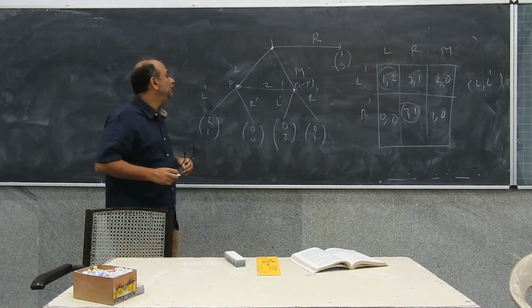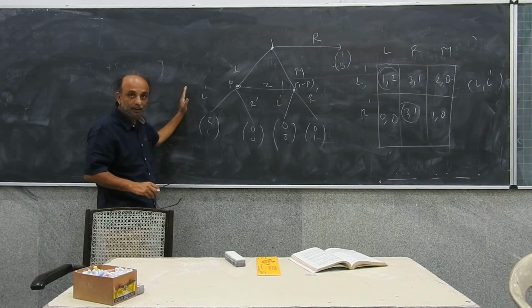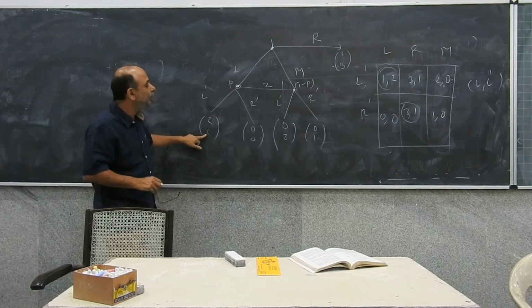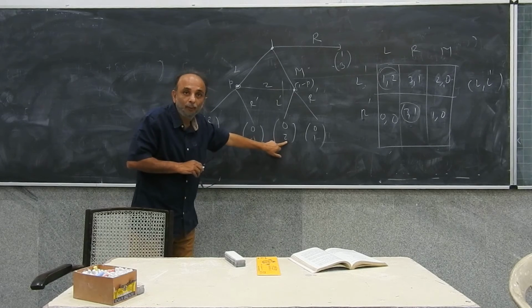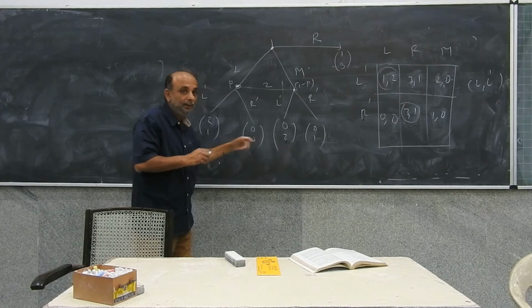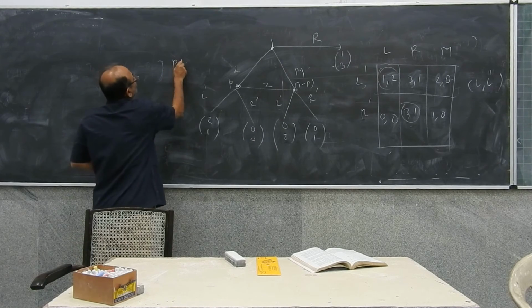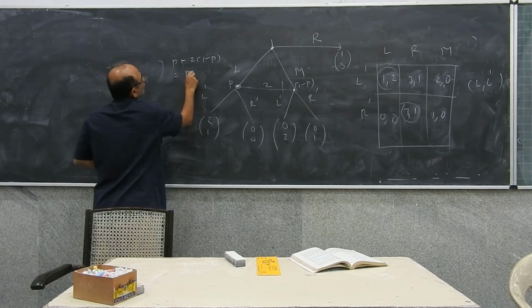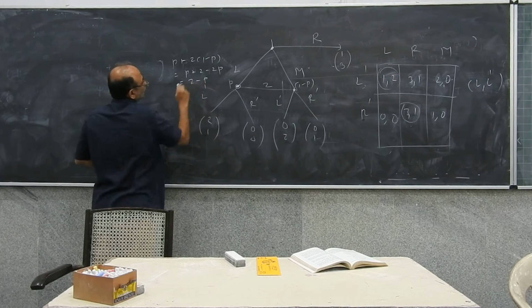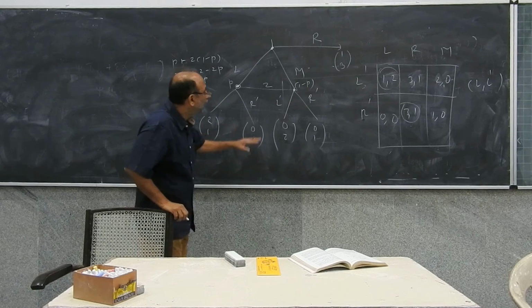Because we can immediately now see that if player 2 plays L dash, his payoff is 1 with probability P, right, and 2 with probability 1 minus P, right? So his expected payoff from playing L dash is P plus 2 minus 2P, that is 2 minus P, right? What are his payoffs for playing R dash?